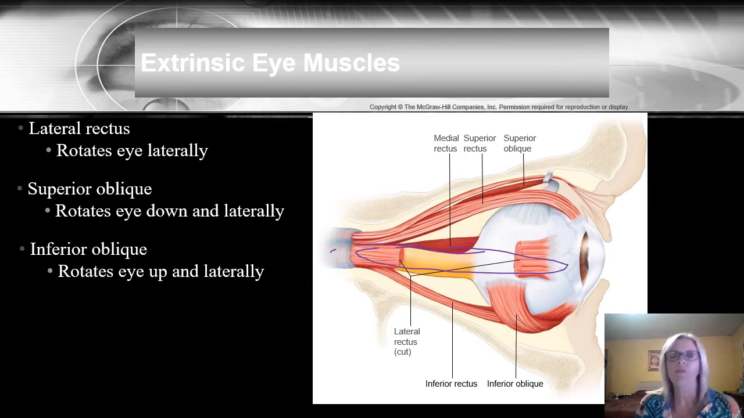So then we have the superior oblique. We know superior means above, so we know it's going to be one of these above, and then oblique we know means at a kind of transverse type section. It's going to be lying obliquely, so it rotates the eye down and away from the midline. And that one is going to be right here. And then lastly we have the inferior oblique, and the inferior oblique is going to rotate the eye upward and away from the midline.